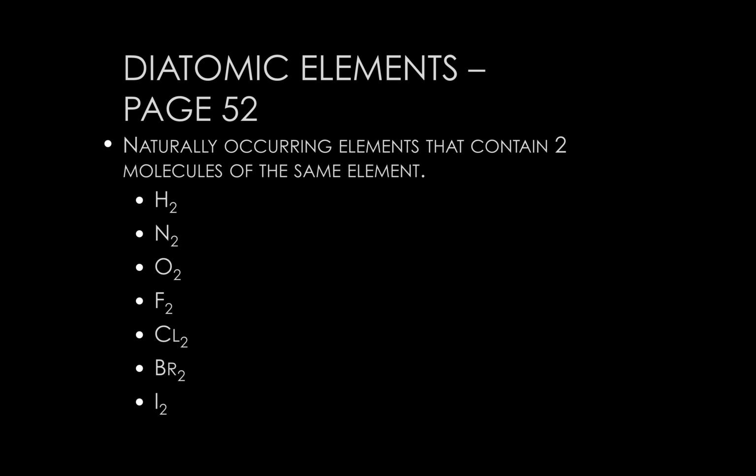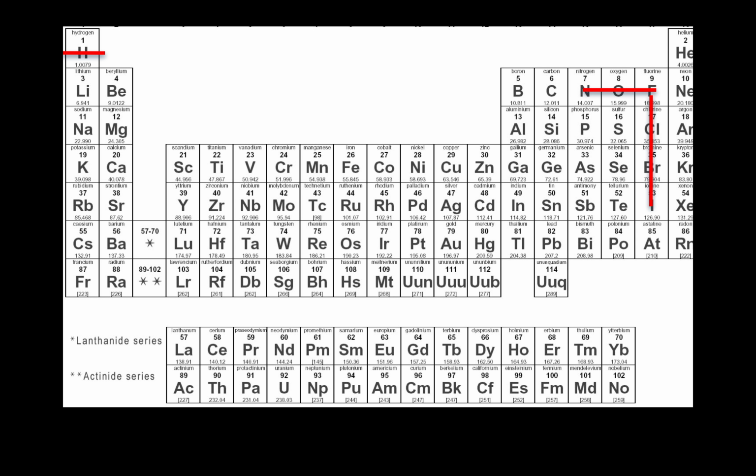Your diatomic elements are elements that are naturally occurring, and they contain 2 atoms of the same element. So hydrogen, nitrogen, oxygen, fluorine, chlorine, bromine, and iodine. If you look at the periodic table, they make a 7. So hydrogen and then nitrogen, oxygen, fluorine, they make a 7 with hydrogen. Or some people call it the hockey puck and the hockey stick.